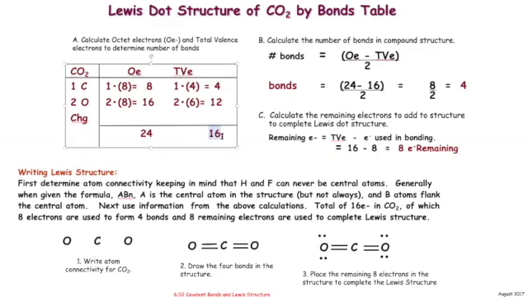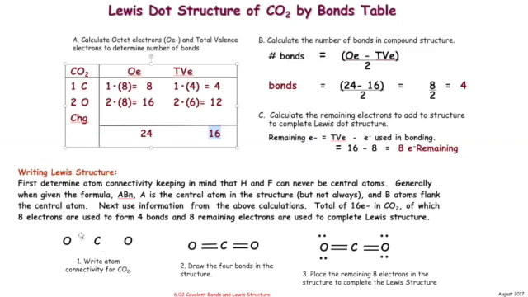You've got 16 to work with. That's reality. But you now use 8 for bonding. If you subtract the 8 from the 16, those are the remaining electrons. That's this right here. And if you take the remaining electrons and divide it by 2, you now have the number of lone pairs for your entire structure.